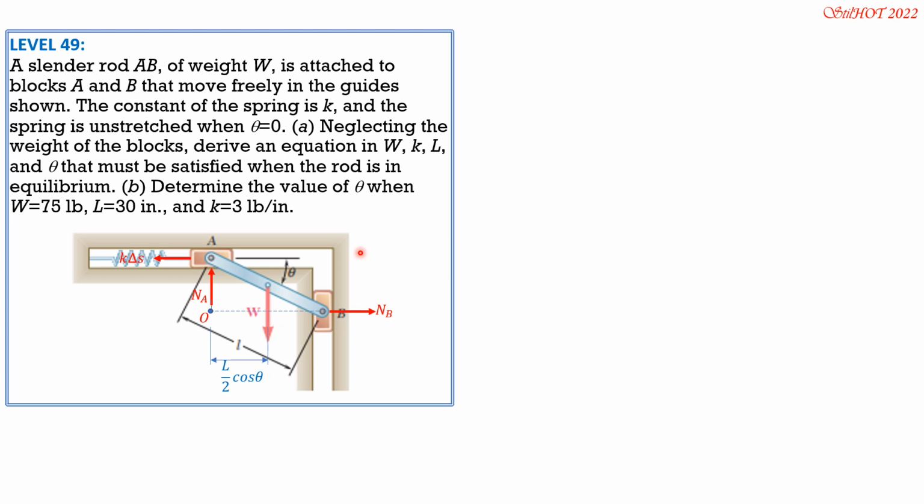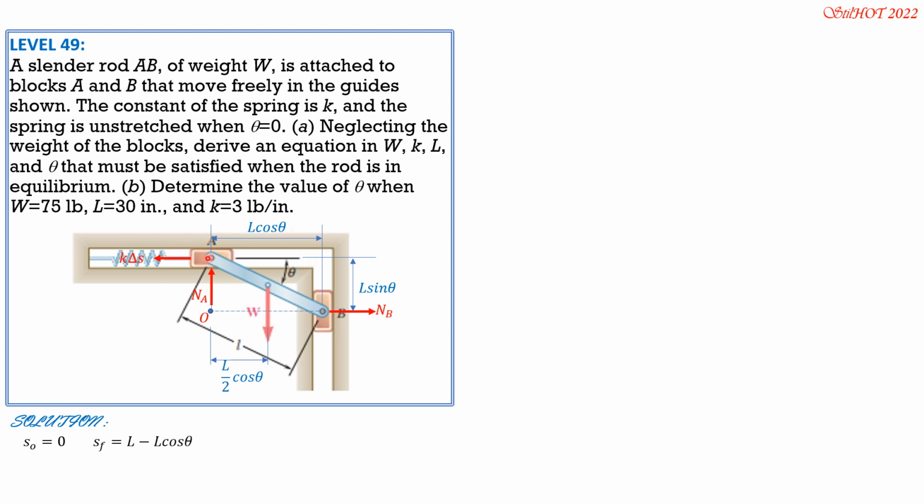Then this one is L sine theta, and this one is L cosine theta. Because the spring is unstretched when theta is 0, and when it is stretched, the final length is stretched because originally this end was here. It was L. Then this is now the final position of A. So therefore, the stretching here is L minus L cosine theta. That's the final displacement.